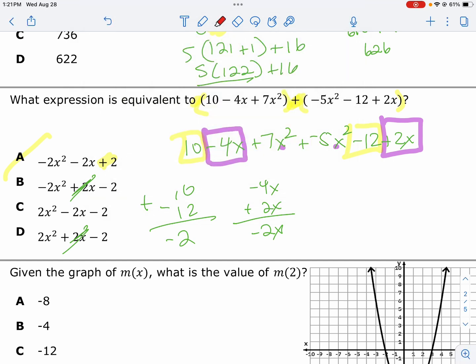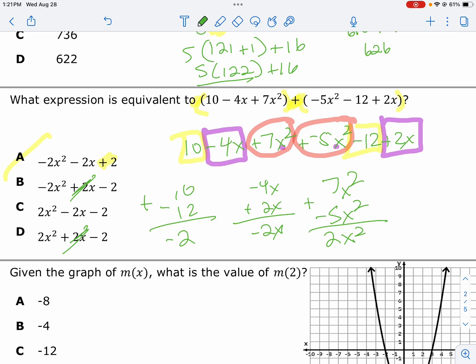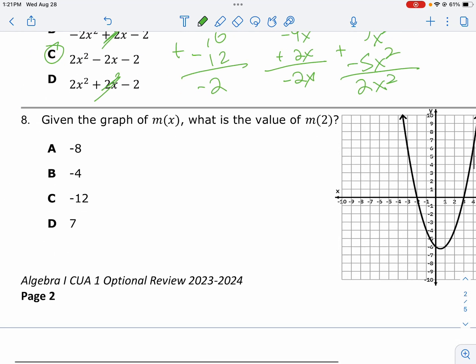So now I have a 7x squared and a negative 5x squared. Well, 7x squared, negative 5x squared, remember we always add, I'm getting positive 2x squared, and sure enough, that's what C has. C is the correct answer.